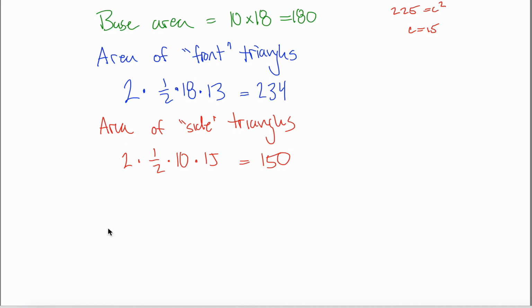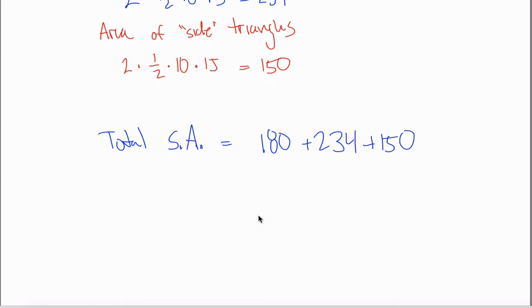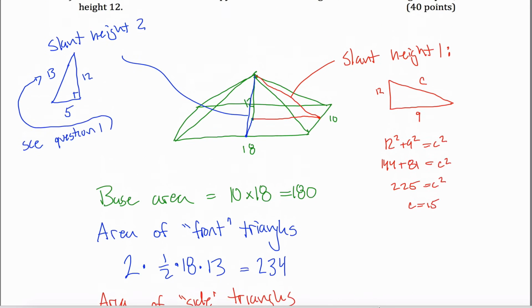So if I sum up those numbers, total surface area is equal to 180 plus 234 plus 150. And that is equal to, it ends in a 4. 5 plus 3 is 8, plus 8 more is 16. Carry the 1. 564, I think, units squared. Ends up being the surface area of this rectangular pyramid.